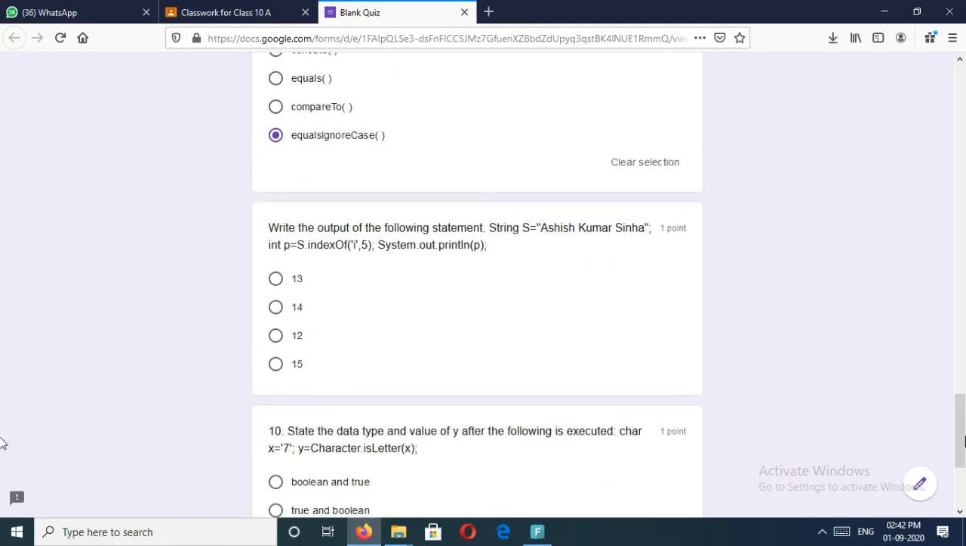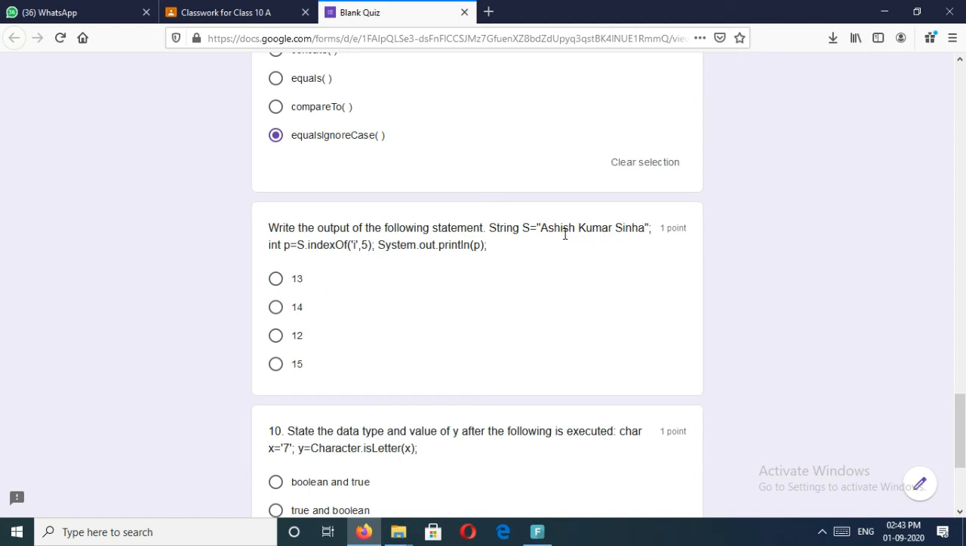The next one. Write the output of the following statement. String s = "Ashish Kumar Sinha"; int p = s.indexOf('i', 5). 'i', 5 means from the fifth position we will start the counting. That means how do you start? 0, 1, 2, 3, 4, 5. From here only you start the counting, because the position was already given.